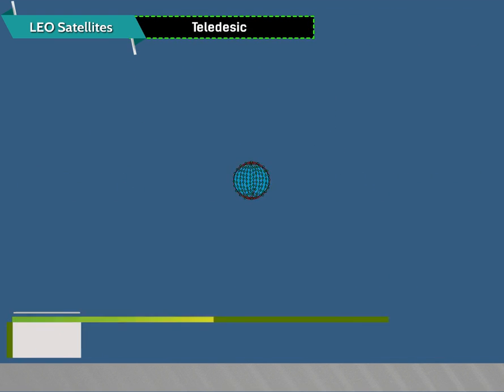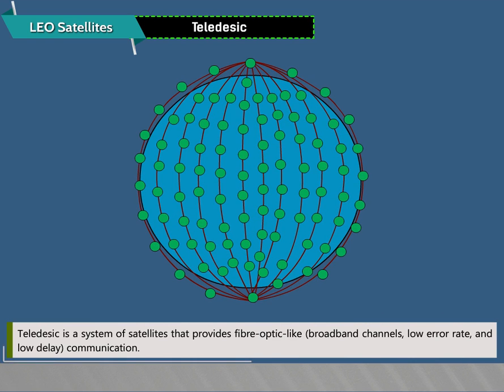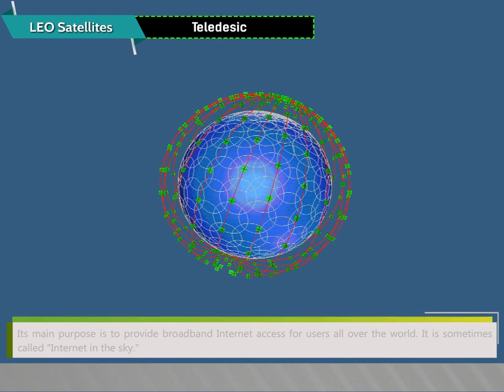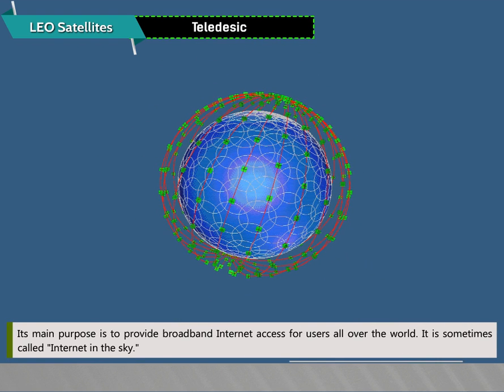Teledesic. Teledesic is a system of satellites that provides fiber optic-like broadband channels, low error rate, and low delay communication. Its main purpose is to provide broadband internet access for users all over the world. It is sometimes called Internet in the Sky.